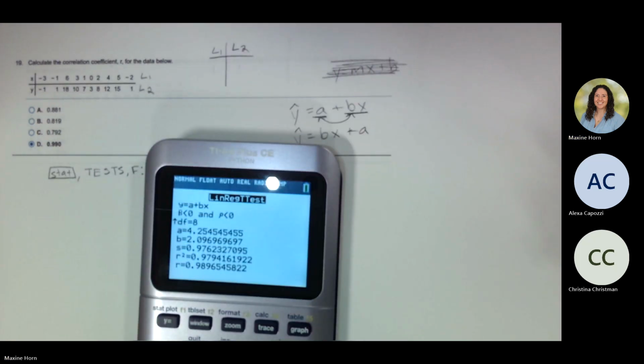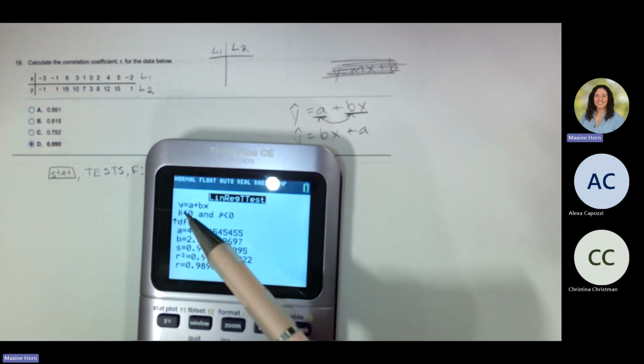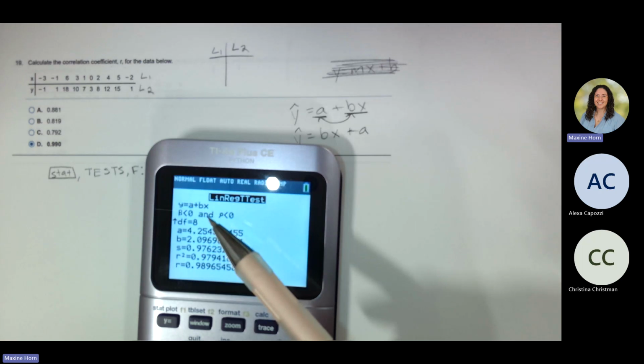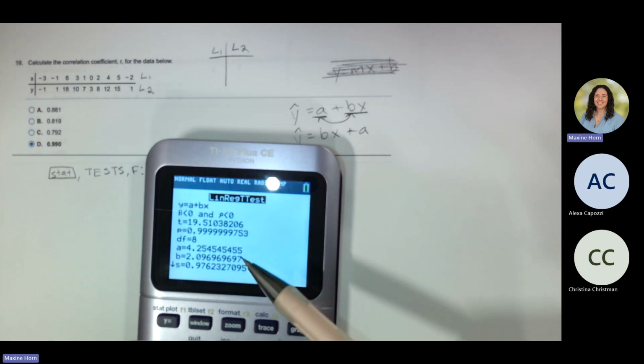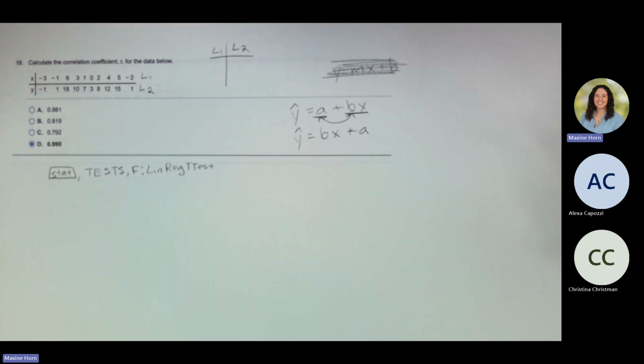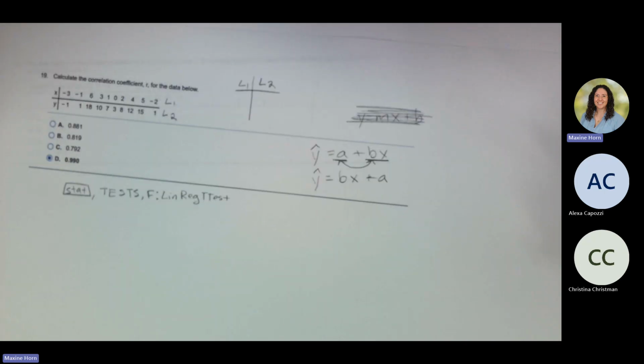So it reminds you that what it's giving you is y equals a plus bx, and then if we arrow back up, here's our a and here's our b. Right? So that's going to be stuff that we're going to look at in the next few problems. Okay.